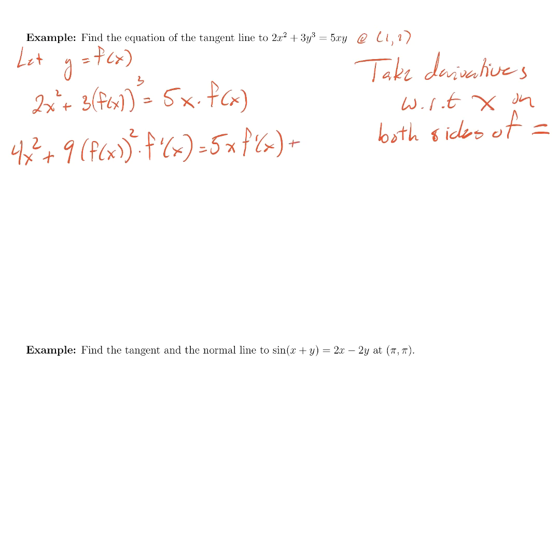Plus, derivative of 5x is 5 f of x. Okay, let me make a notation of what we used here. We just took the derivative of 2x squared. Here we used the chain rule. And here we used the product rule.